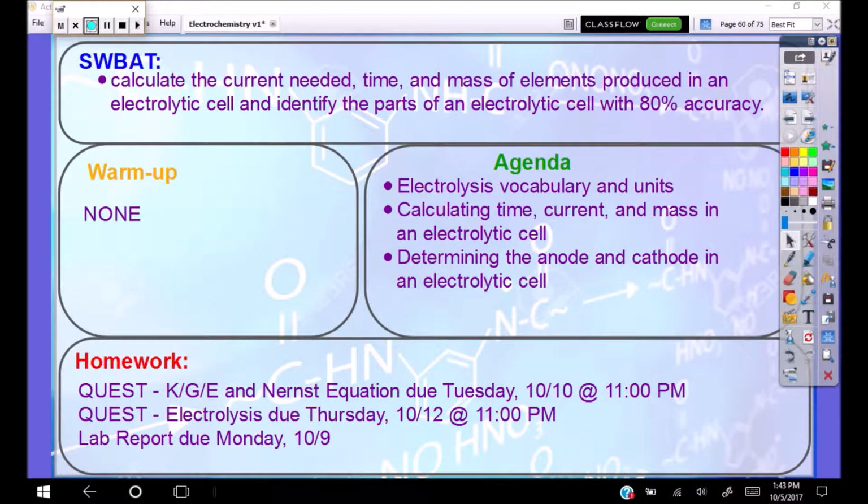Okay, this is a lesson on electrolysis. We'll be able to calculate the current needed in an electrolytic reaction, along with the time that is needed, and then the mass of the elements that we can produce in that electrolytic cell. We'll be able to identify the parts of the electrolytic cell with 80% accuracy.